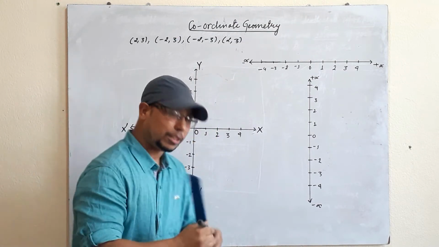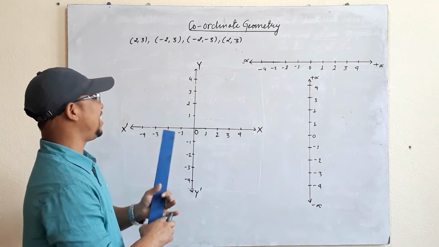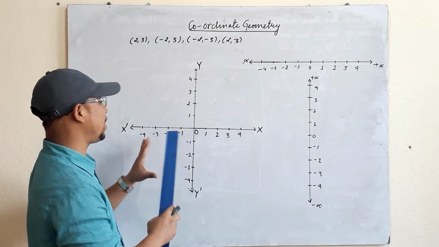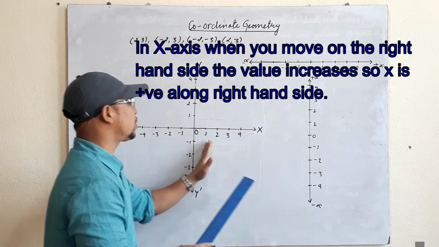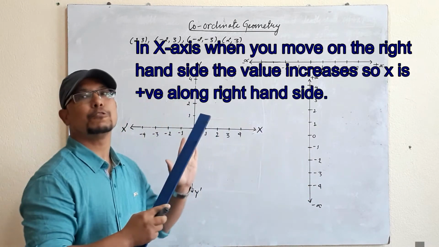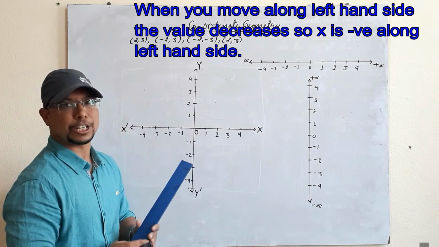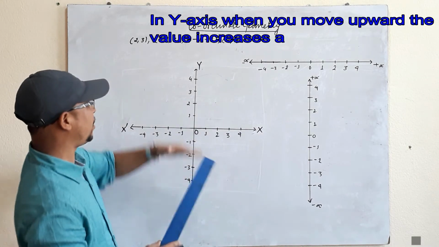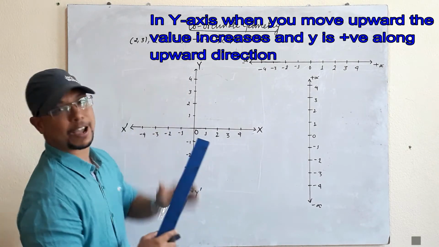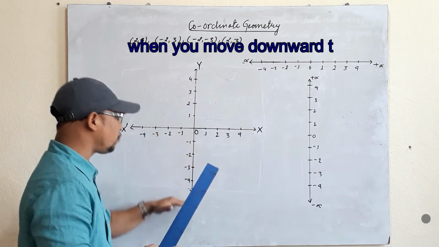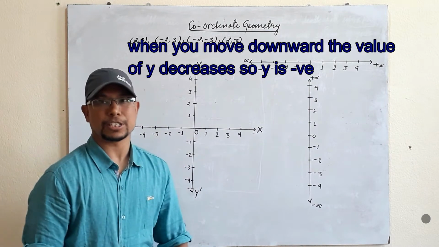Now let's talk about the x-axis. What happens in the x-axis? When it moves on the right hand side, the value increases. If you move left hand side, the value decreases. Similarly in the y-axis, what happens? If you move upward, the value increases, and if you move downwards, the value decreases.